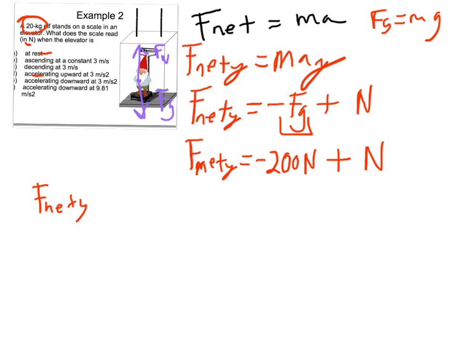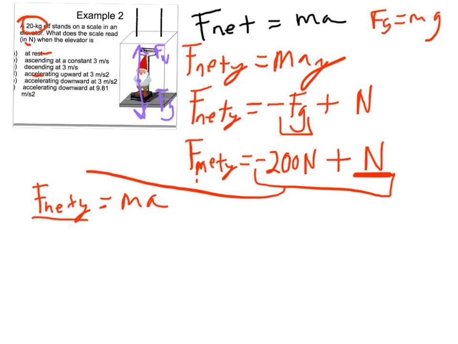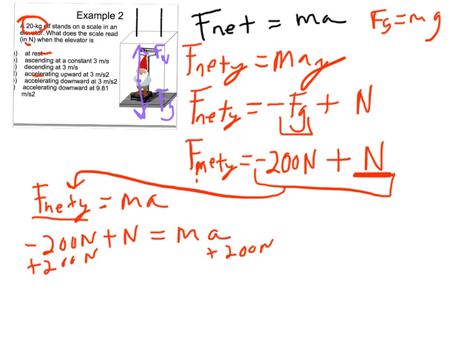Remember that F net y equals mass times acceleration. We're looking for the normal force, which is part of F net y. So I need to take this F net y and sub all this stuff in right here. Negative 200 newtons plus the normal force equals mass times acceleration. Now I'm going to solve for the normal force. To get normal by itself, I need to add 200 newtons to both sides. Normal force equals mass times acceleration plus 200 newtons.